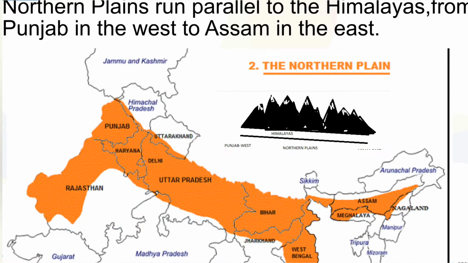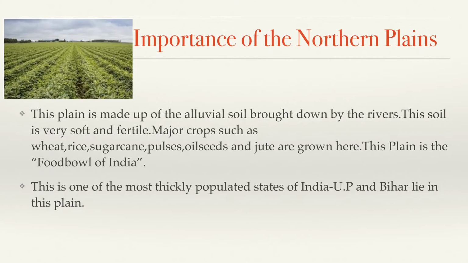Northern plains run parallel to the Himalayas from Punjab in the west to Assam in the east. Before going ahead with the physical features of the northern plains, we should also know their importance. This plain is very fertile and suitable for the growth of many kinds of agricultural products. And most of our thickly populated states, UP and Bihar, lie in this plain.